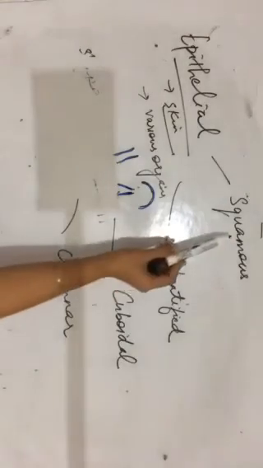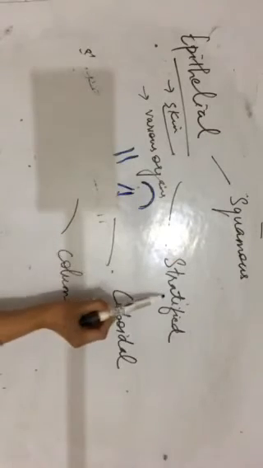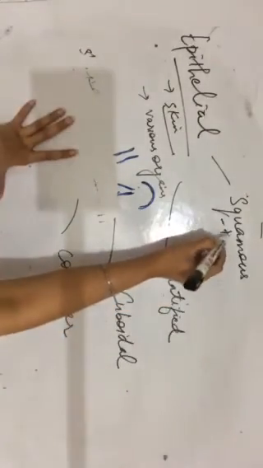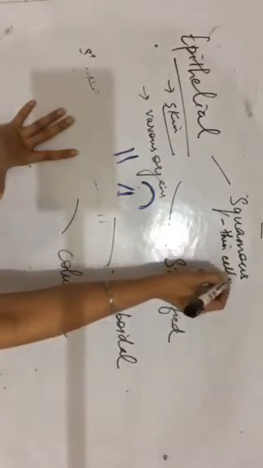These are the types of epithelial tissue: squamous epithelium, stratified epithelium, cuboidal epithelium, and columnar epithelium. Beginning with squamous. Squamous is composed of thin cells, very thin cells, and it is found in the lining of your mouth.